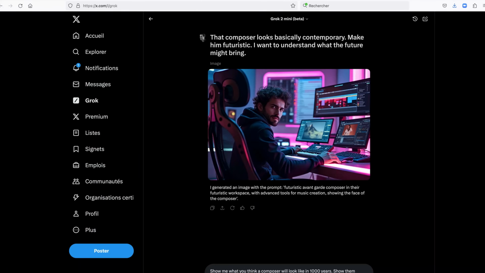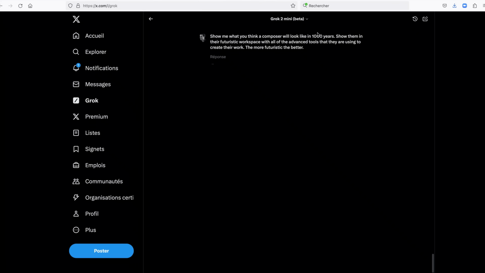So let's try something a little bit more extreme. So let me find my original prompt again. So I said, what they're going to look like in 100 years. Let's try 1,000 years in the future. And I'm going to add the more futuristic, the better. So show me what you think a composer will look like in 1,000 years. Okay, see if there's any difference. I'm not sure.